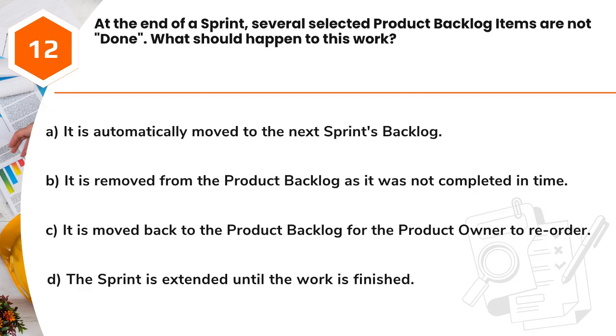At the end of a sprint, several selected product backlog items are not done. What should happen to this work? A. It is automatically moved to the next sprint's backlog. B. It is removed from the product backlog as it was not completed in time. C. It is moved back to the product backlog for the product owner to reorder. D. The sprint is extended until the work is finished.